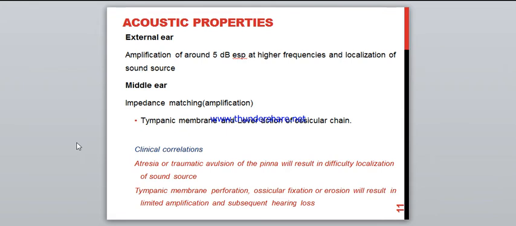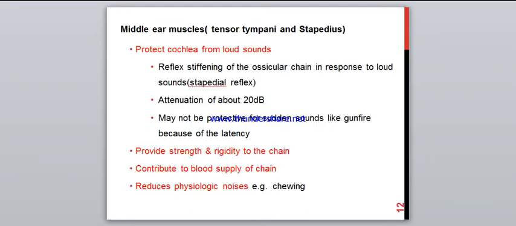When we see the clinical correlation, atresia or trauma of the pinna will result in difficulty localizing the sound source. If somebody, due to trauma, loses his pinna, he will also lose sound localization. He can't know from where the sound is coming. The other is tympanic membrane perforation, which brings about hearing loss.